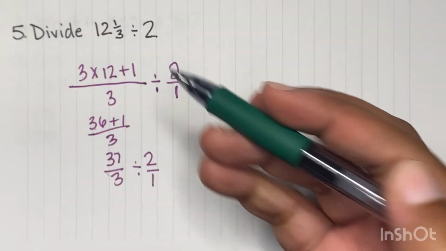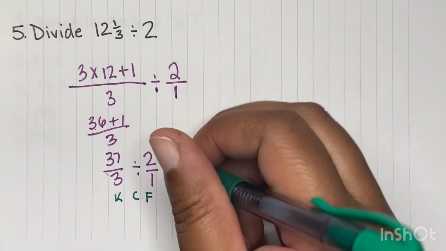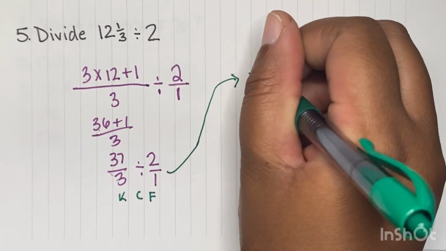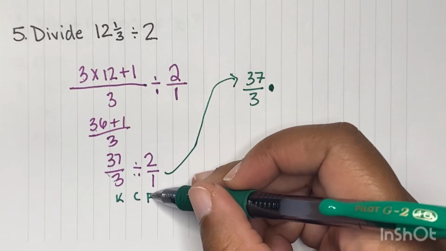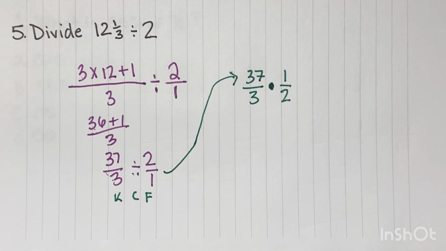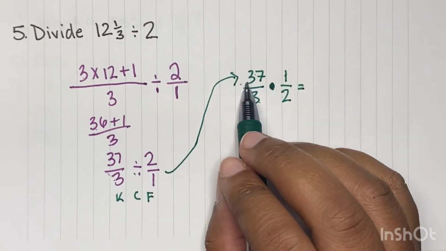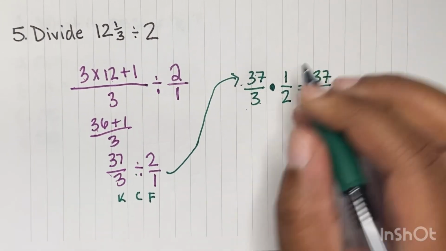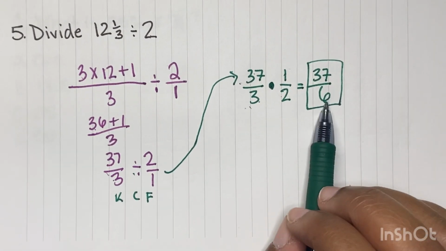We're going to do our keep, change, then flip. Okay. So I'm going to go over to this side. So 37 over 3, we're keeping the same. We're going to change our division to multiplying. And we're going to flip our 2 over 1 to 1 over 2. That's called the reciprocal. So in this case, I have nothing that I can cancel out. Okay. So I'm going to multiply straight across. So 37 times 1 gets us 37. And 3 times 2 gets us 6. So this is my answer as an improper fraction.